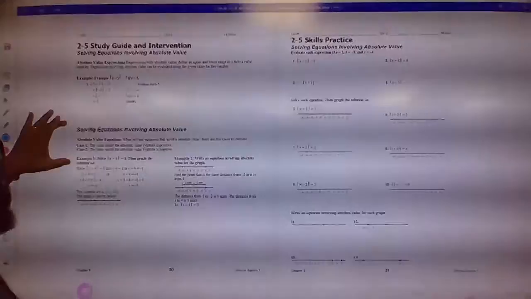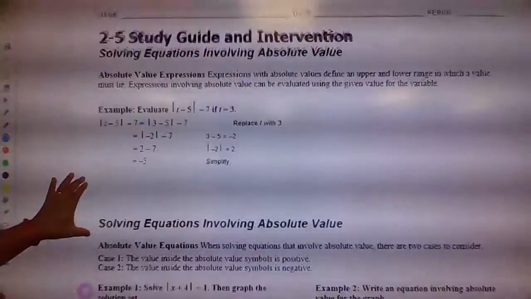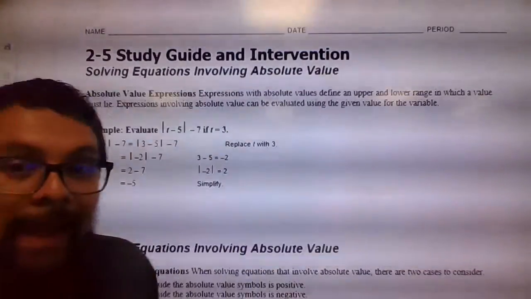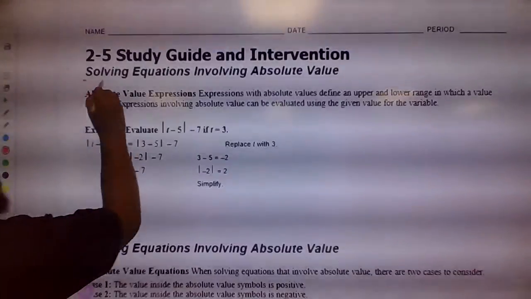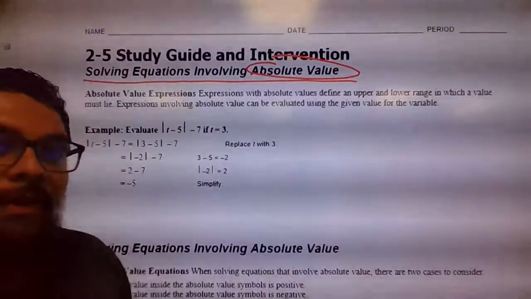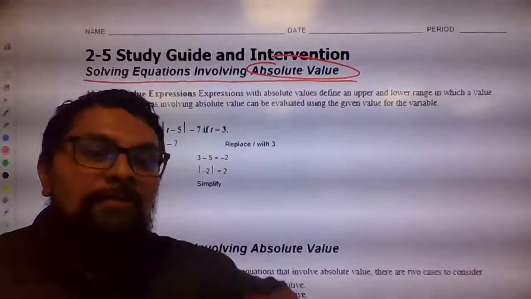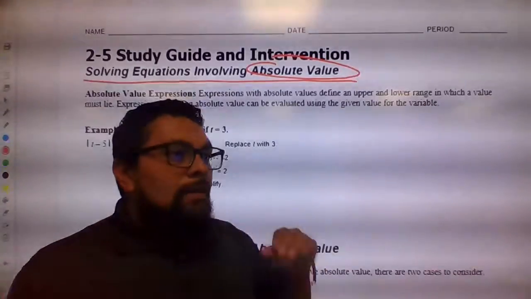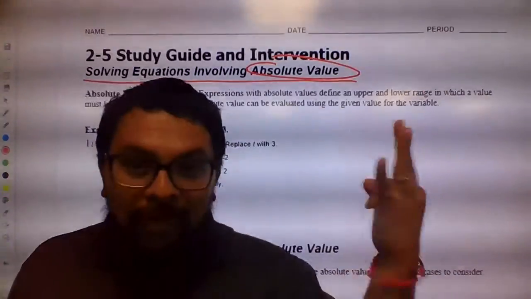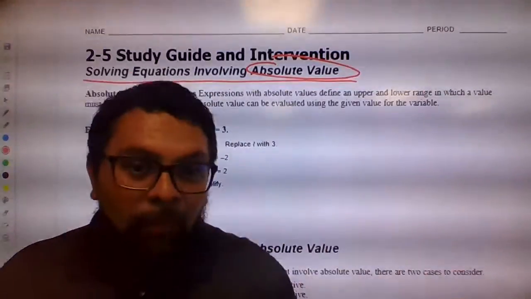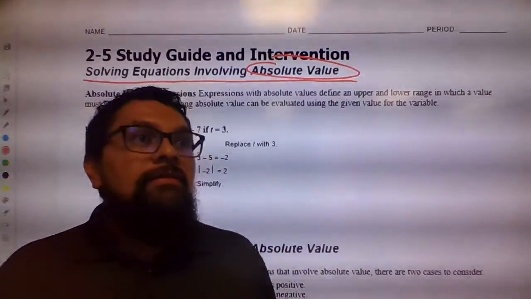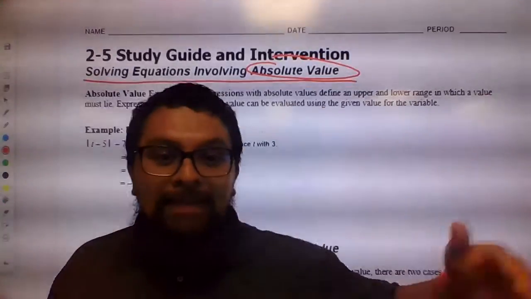So it says here, make sure you have your name, date, period. Okay. So we're solving equations involving absolute value. Okay, if you remember, absolute value is the distance a number is from zero. So for example, what's the absolute value of -3? The absolute value of -3 is 3 because it's three spaces from zero. The absolute value of 10 is 10 because it's 10 spaces from zero.